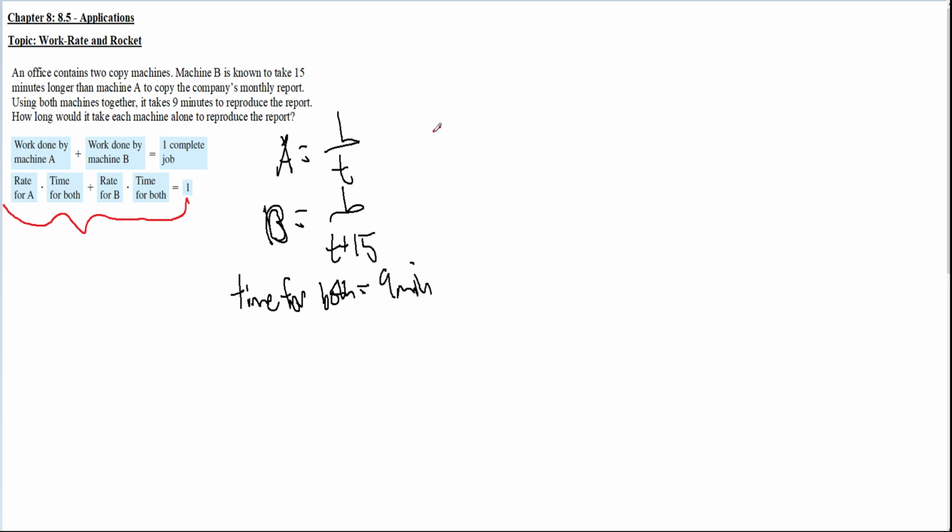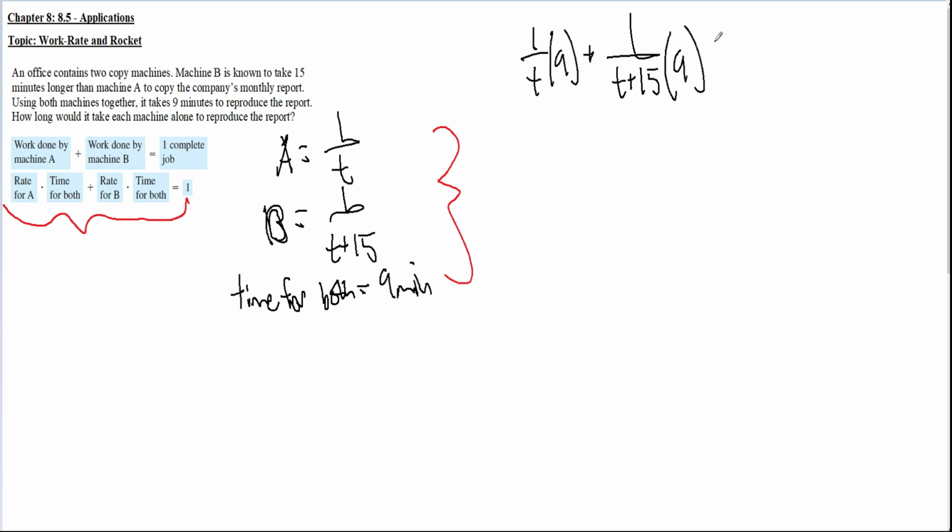So using these 3 bits of information, we can substitute those in, and then we can set up our quadratic equation to solve for t. So we have the rate of A times 9 plus the rate of B times 9 equal to 1. And what we want to do here is get rid of our denominators, and to do that we have to cross multiply. So we have to multiply everything in this expression by t times t plus 15.